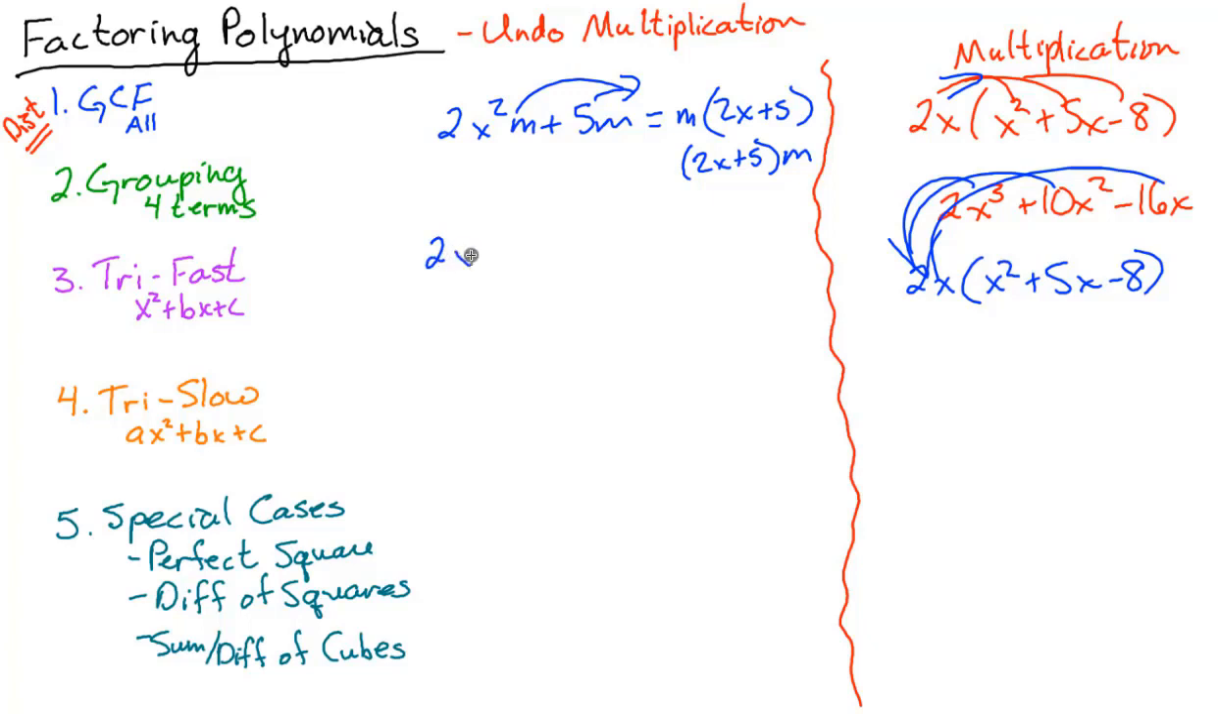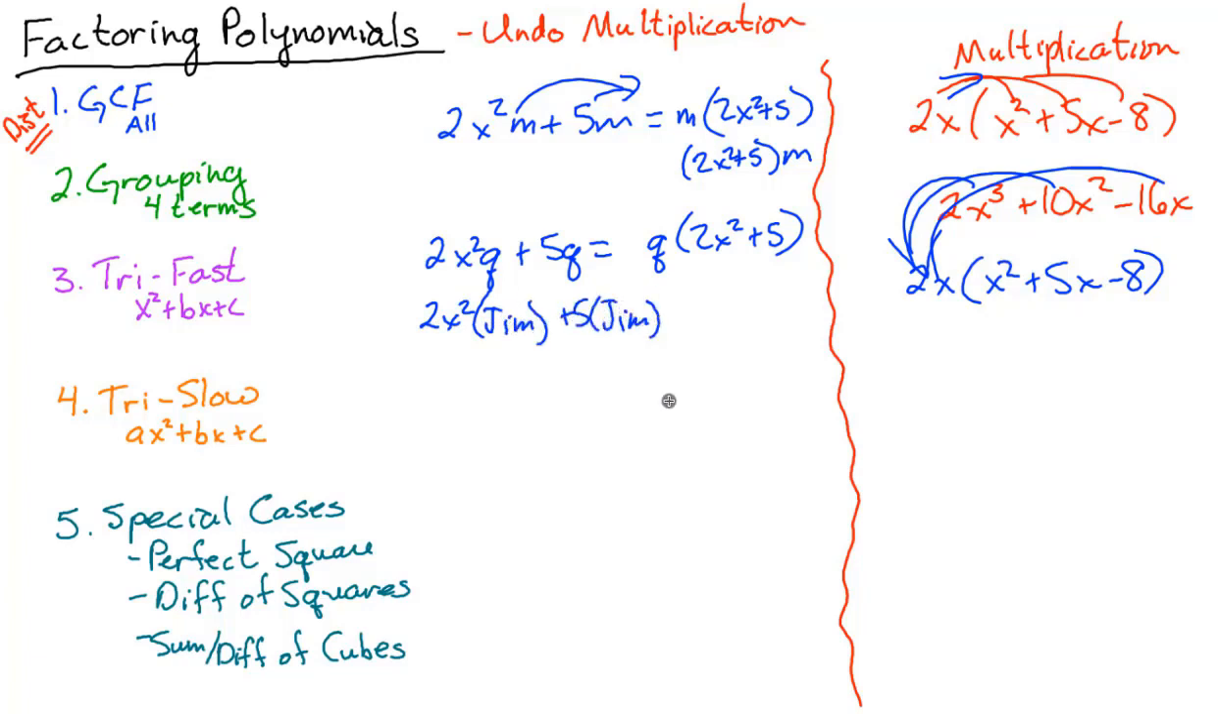Okay, let's do another one. 2x squared, oh, I forgot the squareds on those. 2x squared q plus 5q. Well, we pull out a q and we get q times 2x squared plus 5. How about 2x squared times Jim plus 5 Jim? Yeah, Jim is now in our problem. Let's just take him out. We could take him out to the left or the right. Take him out to the front. Jim times 2x squared plus 5.